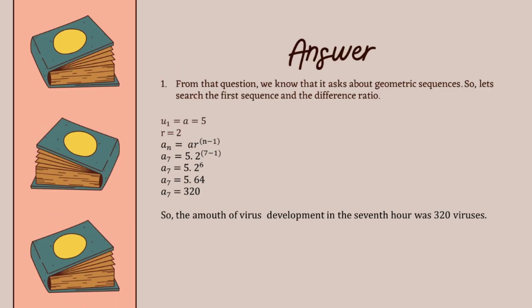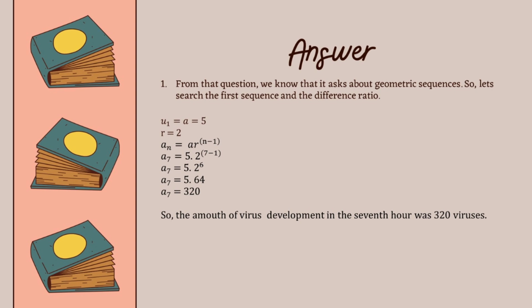Answer from number 1. From that question, we know that it asks about a geometric sequence. So let's search the first term and the ratio. U sub 1 is the same as A sub 1. A sub 1 equals 5. The ratio symbolized by R. R equals 2. We know the first term and the ratio by reading the question.